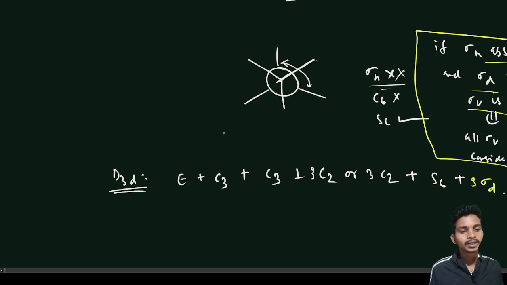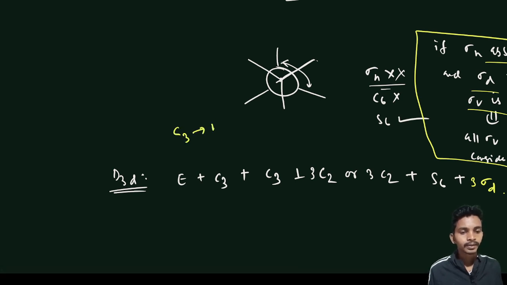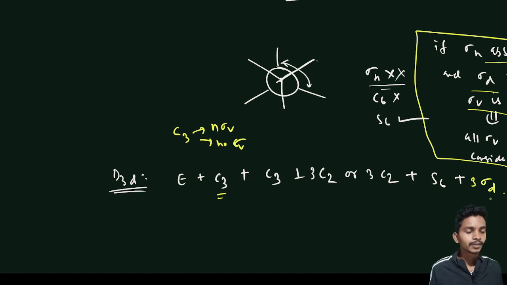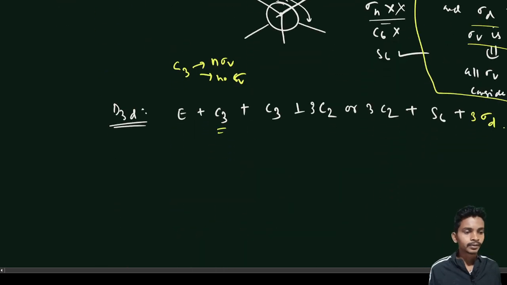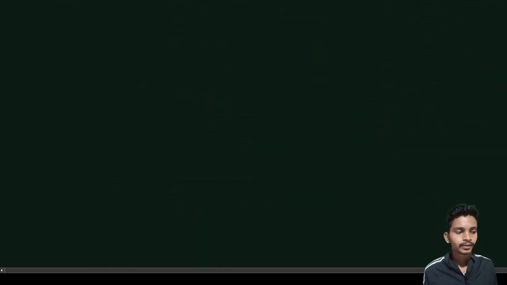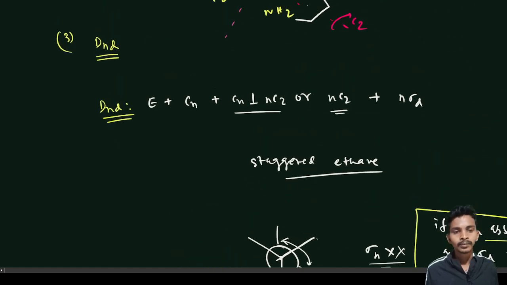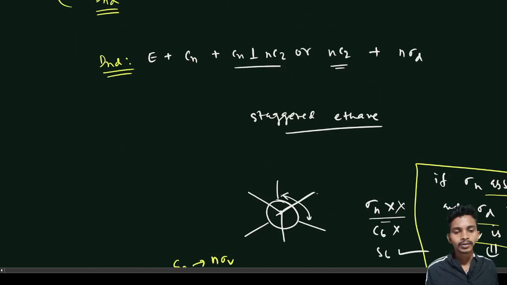So 3σd is present, because with C3 either n number of σv is present or no σv is present. So here C3 is there, so 3 number of σv is there. But since here σh is absent and a dihedral plane is there, all σv are considered as σd. Okay, and now the Dnd point groups we have discussed, and Dn point groups we have discussed.